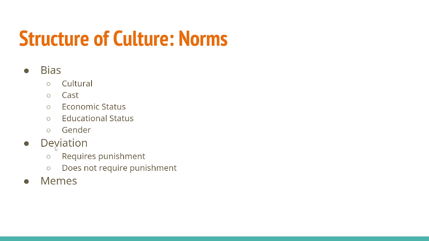And then we have the deviation from the norms. So what happens when someone deviates from these norms? When you have a norm that you don't kill anyone, and someone kills someone, does it require punishment or does it not require punishment?